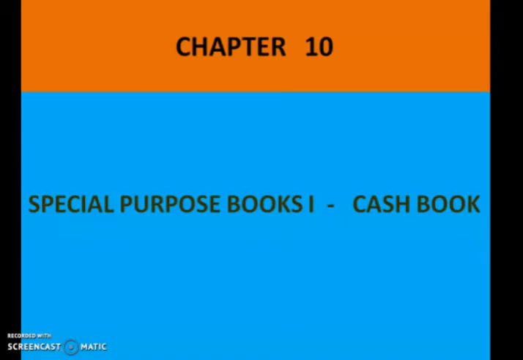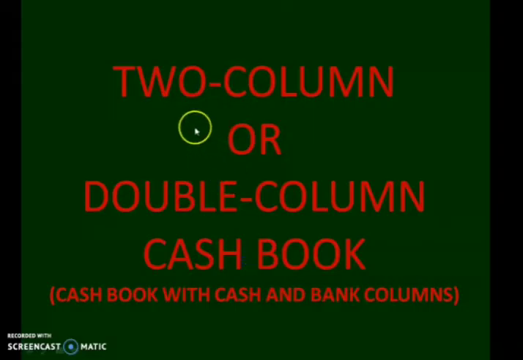Children, we were discussing chapter 10, Special Purpose Book, part 1, Cash Book. In our previous class, we discussed the preparation of single column or simple cash book. Today we will discuss two column or double column cash book. In single column cash book, we saw that only one column was there, that was for cash. But in double column cash book, we will have one column for cash and one for bank.